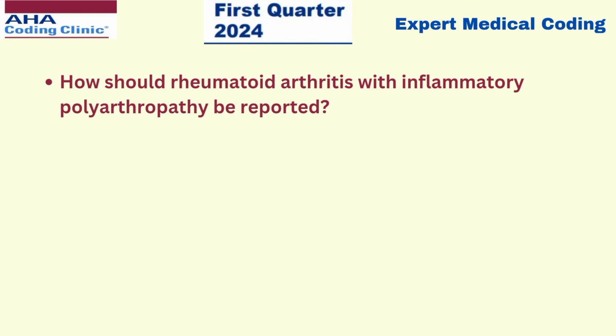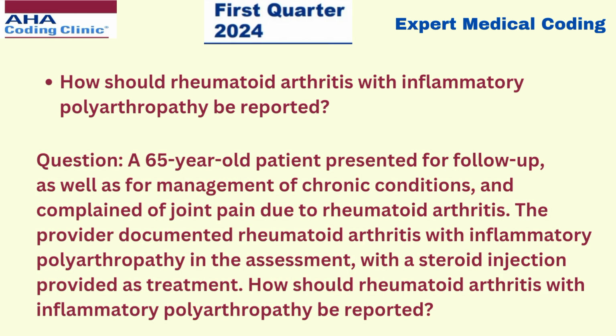How should rheumatoid arthritis with inflammatory polyarthropathy be reported? Let's see the scenario. A 65-year-old patient presented for follow-up as well as for management of chronic conditions and complained of joint pain due to rheumatoid arthritis. The provider documented rheumatoid arthritis with inflammatory polyarthropathy in the assessment, with a steroid injection provided as treatment. So the question here is, how should rheumatoid arthritis with inflammatory polyarthropathy be reported?